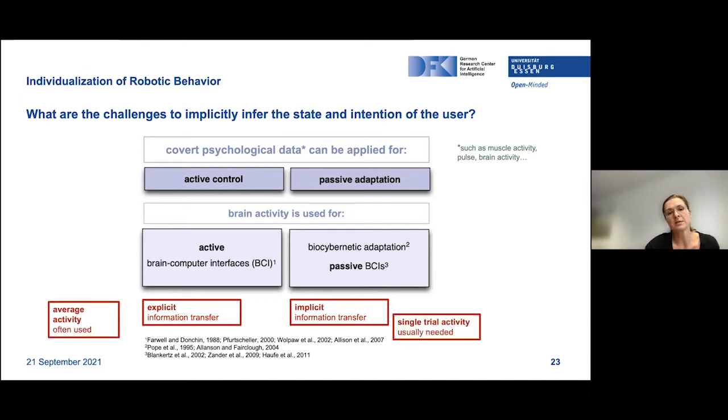In many cases, for active control, it's sufficient to use average activity. For a speller, for example, you can average the data like 7 times or so. It's still okay because you can have a good quality of signals, and you don't lose that much time really. For implicit information transfer, not always, but quite often you need the single trial activity. You need to know, was there an error now, or was there no error at that time, and I cannot repeat that, right?